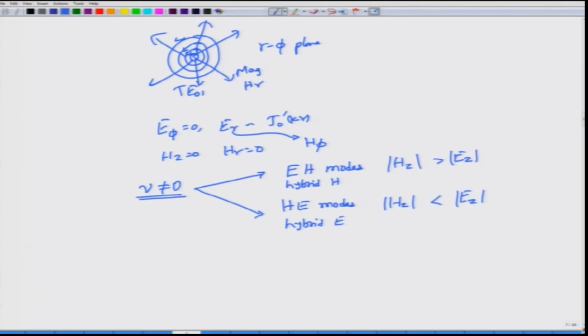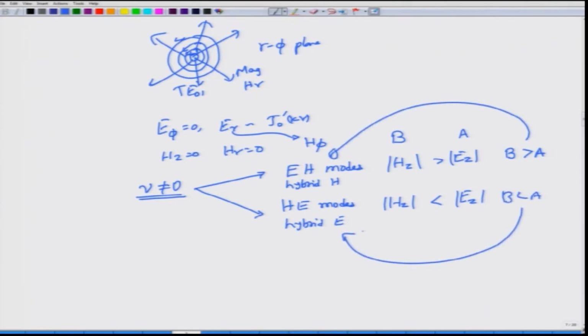And since we know that Hz will have an amplitude B in the core, and Ez has an amplitude of A, the relationships are essentially telling you that if the amplitude B is greater than A, then you get what are called EH modes, and when B is less than A, you get what are called hybrid electric modes. Sometimes these are called E waves, and the corresponding hybrid H modes are called H waves.